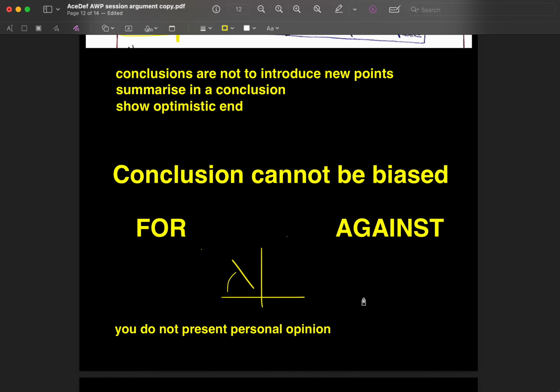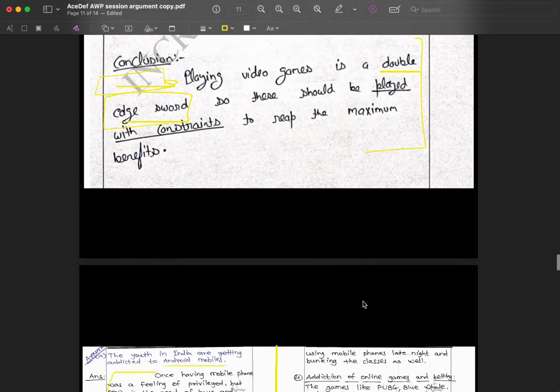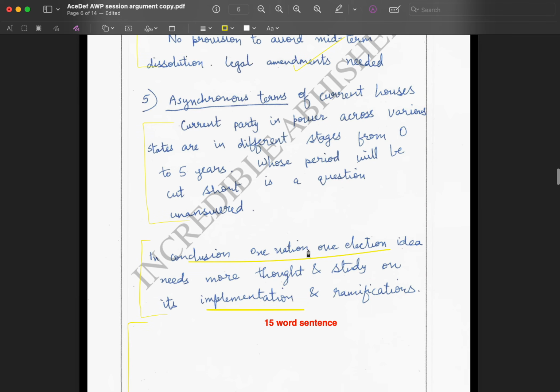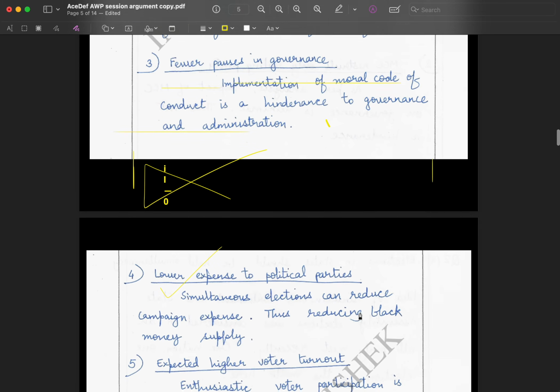You do not lean to any one side. Like if the candidate here ends up saying that one nation, one election should be implemented, and the above argument supports it, then that is wrong. You don't write that. If you say that this thing, that one nation, one election should not be brought, you can't lean on one side and then give the arguments for and against. That is wrong.